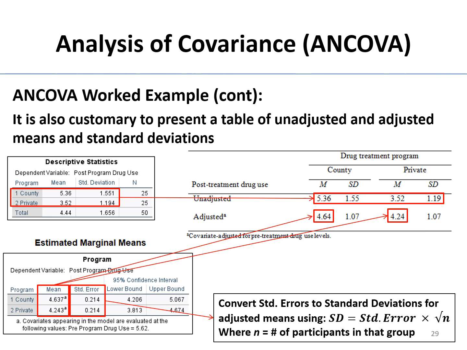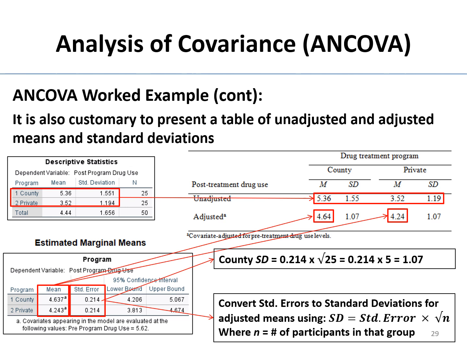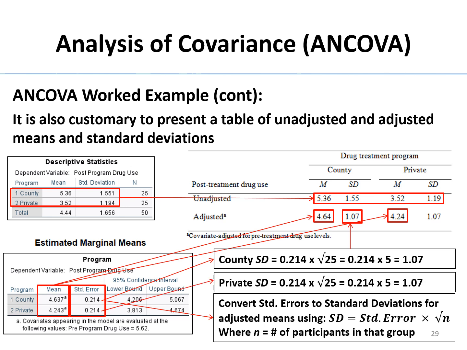Standard deviation for a particular level of the independent variable is equal to the standard error times the square root of n, where n is the number of participants in that group. Now note there's 25 in each group. So for county, it's 0.214 times the square root of 25, which is 0.214 times 5, or 1.07. That goes there in the table. Similarly, for the private program, it's 0.214 times the square root of 25, because there's 25 who went to private in this study, and you end up with the same standard deviation, 1.07.